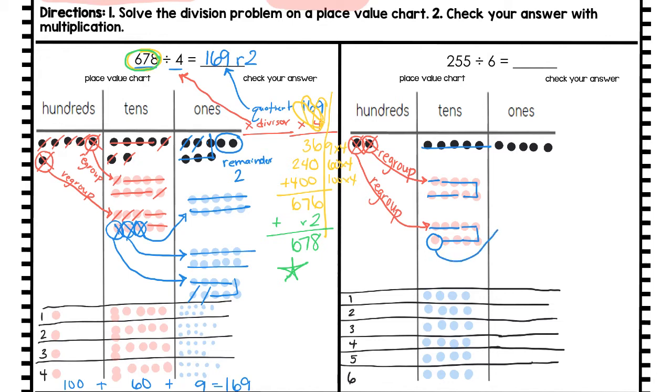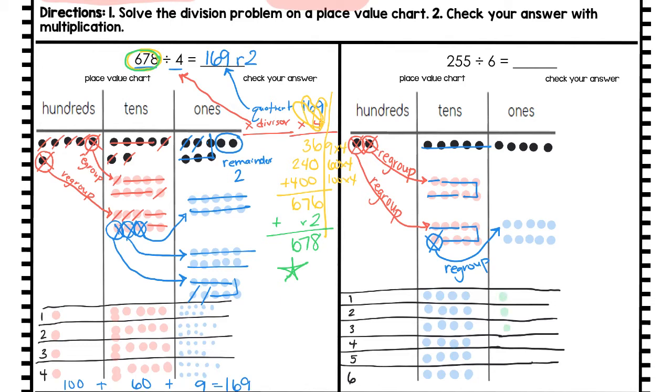I have to regroup it into 10 ones. 1, 2, 3, 4, 5, 6, 7, 8, 9, 10. Cross it out because we've already regrouped it. Now I have 15 ones. Can I put 15 ones into 6 groups? Sure I can.